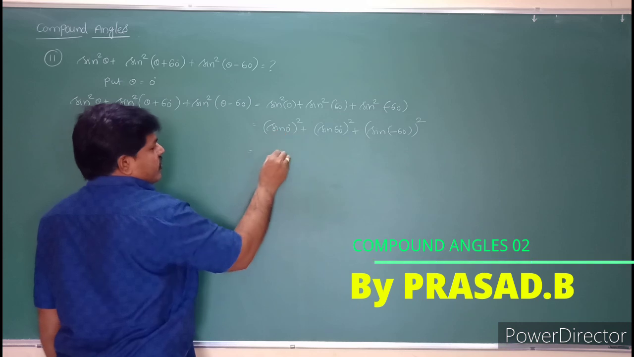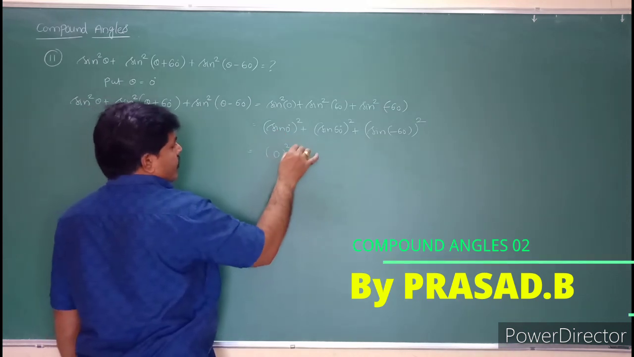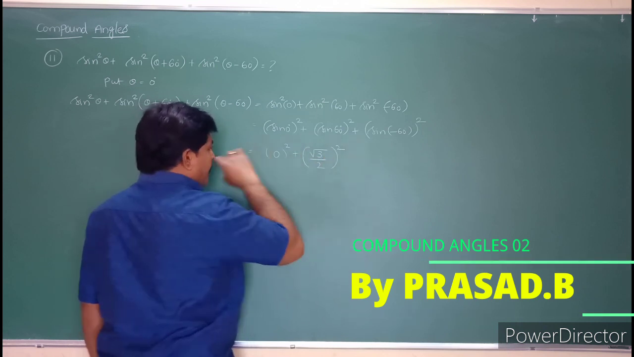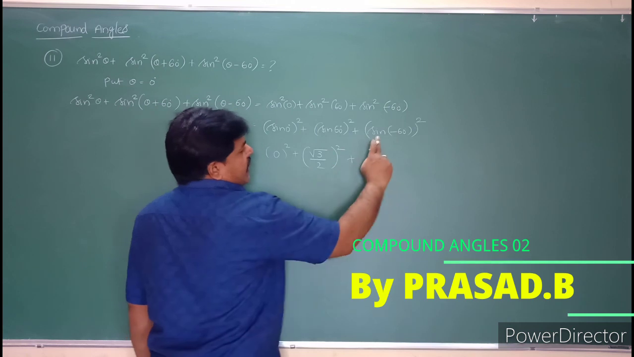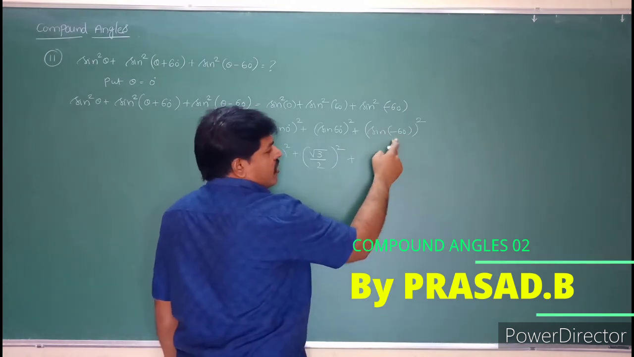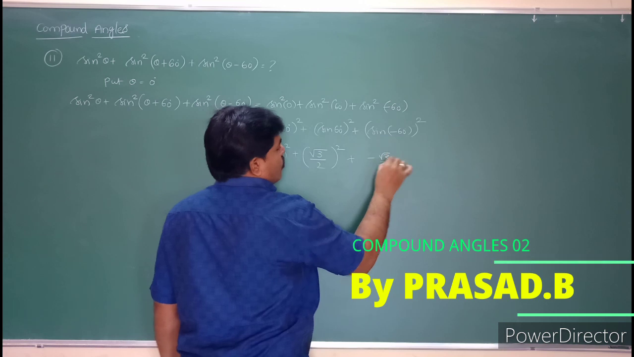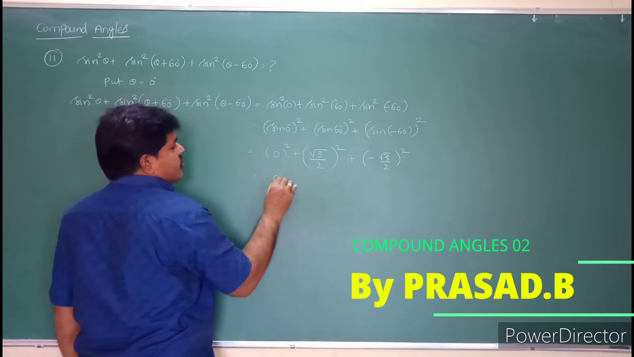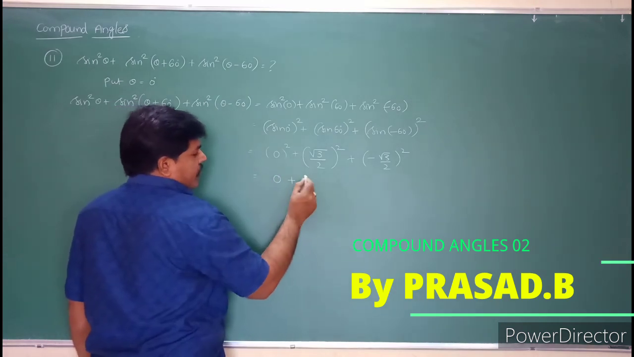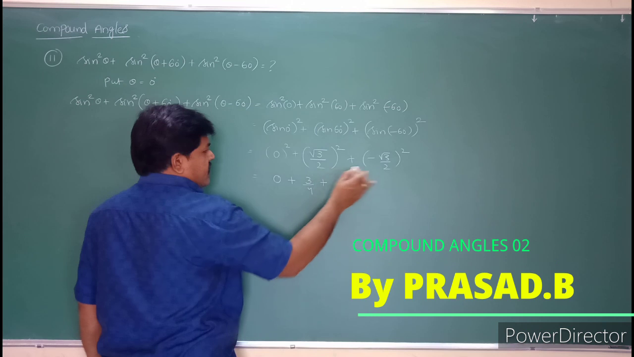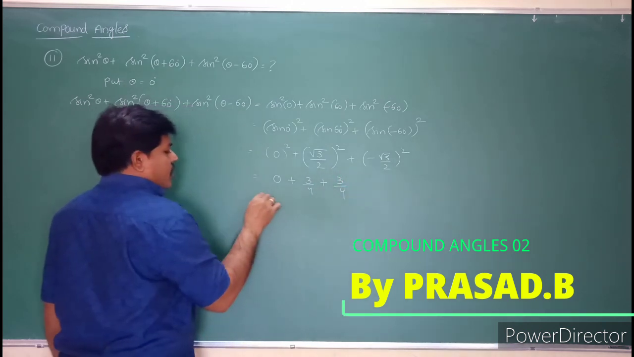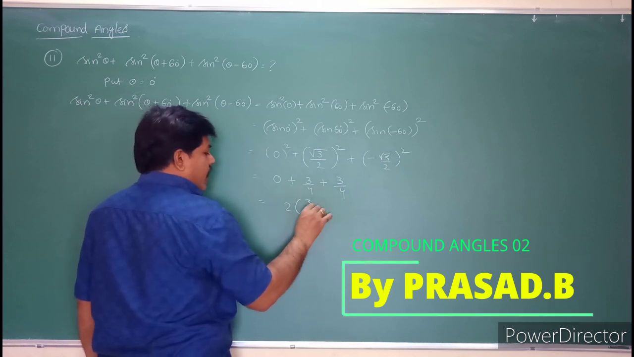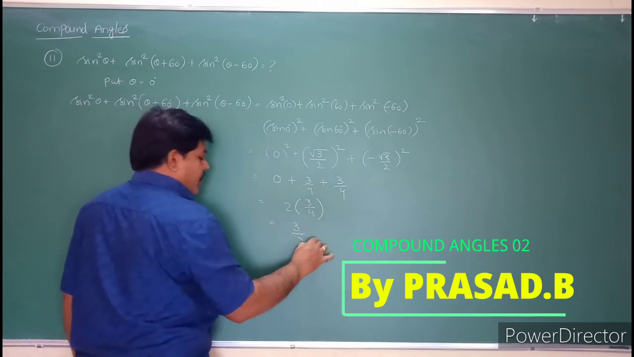So that implies sin 0 is 0, whole square, plus sin 60. Sin 60 is nothing but root 3 by 2 whole square, plus sin of minus theta is minus sin theta, so it will become minus root 3 by 2 whole square. So that implies 0 plus 3 by 4 plus 3 by 4. So what will it become students? 3 by 4 plus 3 by 4 is nothing but 2 into 3 by 4. So it will become 3 by 2.